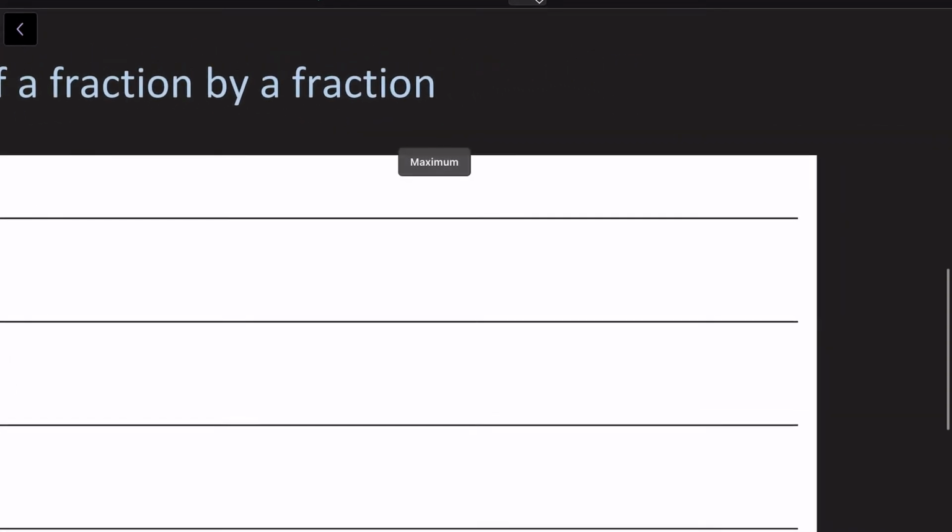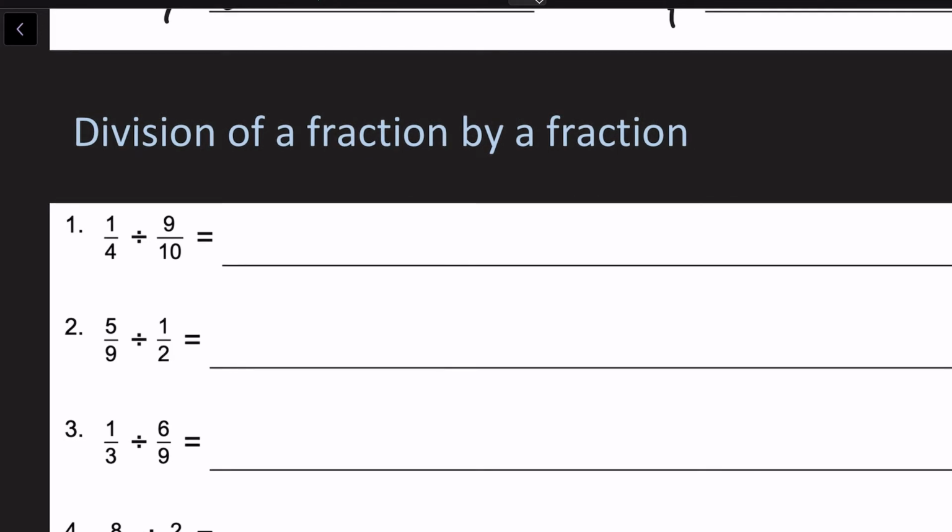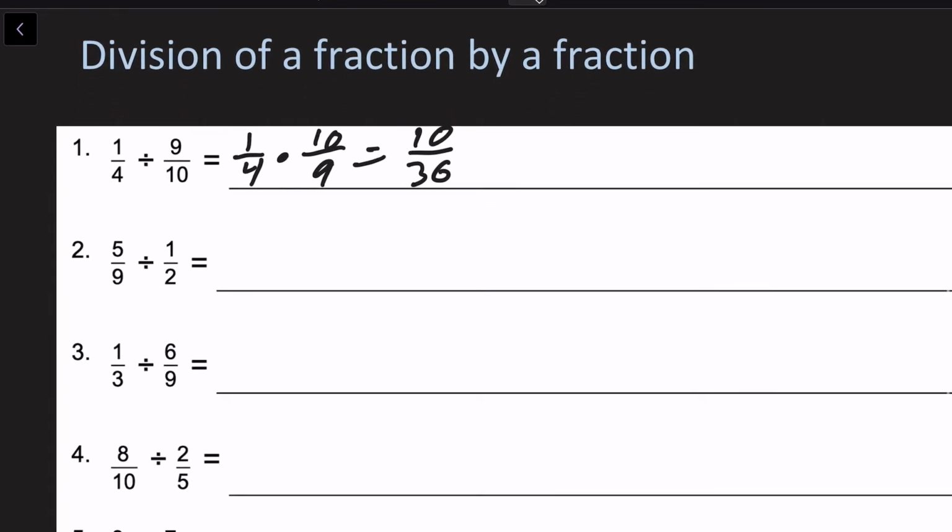Now this is just division of fractions, so we don't have to convert any whole numbers to fractions. All we do is we take the first fraction, 1 over 4, and we multiply it by the reciprocal, which is 10 over 9. And it's going to be a 10 in the numerator, because 1 times 10 is 10, and 4 times 9 in the denominator gives us 36. I'm not going to do the reductions, but you can reduce that.